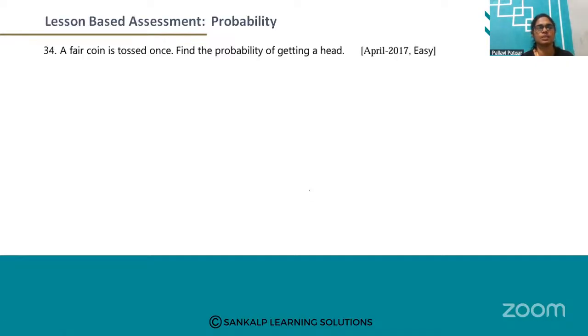Look at the question number 34. A fair coin is tossed once. Find the probability of getting head. Here a fair coin has two equally likely outcomes, that is head and tail. So the total number of possible outcomes is 2, so n of S is 2. The number of favorable outcomes, that is getting head, is 1. Therefore the probability of getting head, P of E, is 1 by 2.